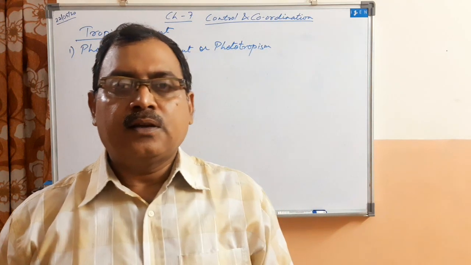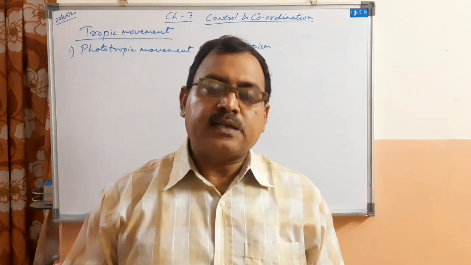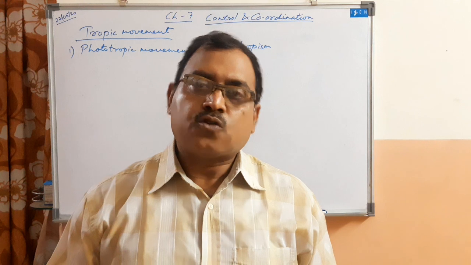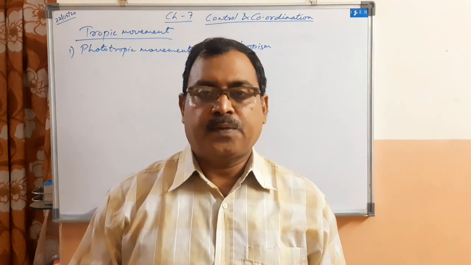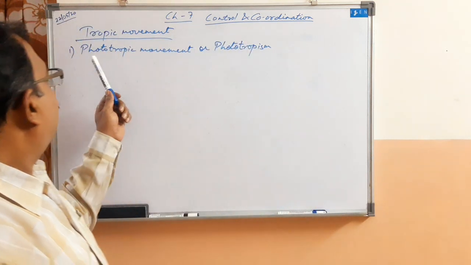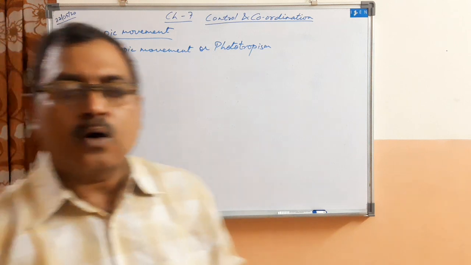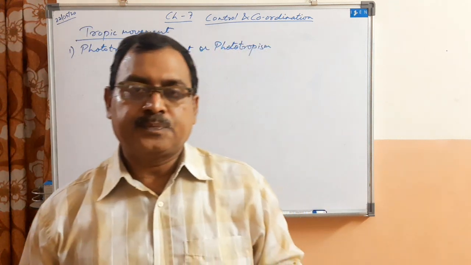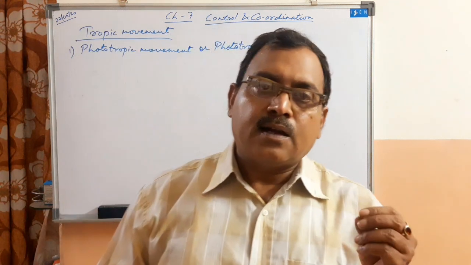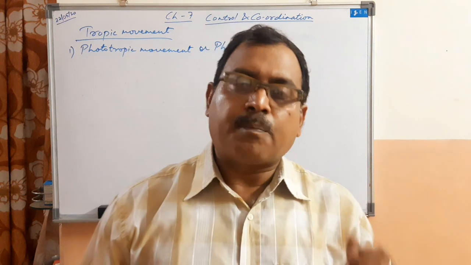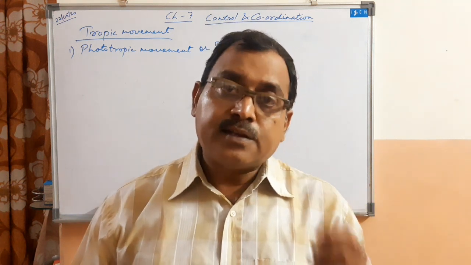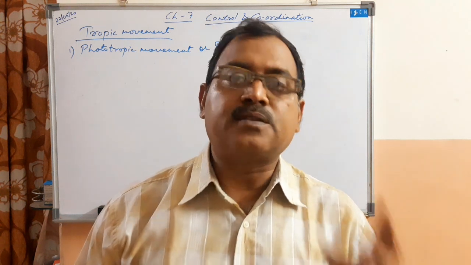Welcome back, children. So today we will study about tropic movements in plants. The first one is phototropic movement or phototropism. The movement of a part of a plant due to light is called phototropic movement or phototropism.